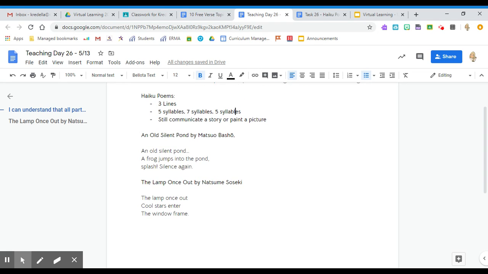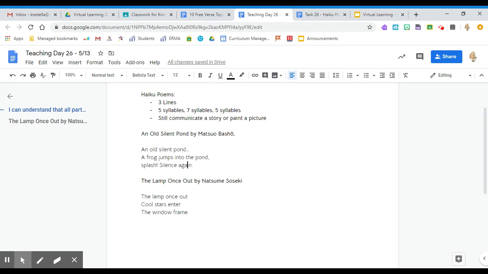I also want you to look at this first one, how they did a dot, dot, dot. They did a splash, right? An onomatopoeia. So it doesn't have to be completely normal. You can add in some of those poetry pieces that we've talked about if you would like to.